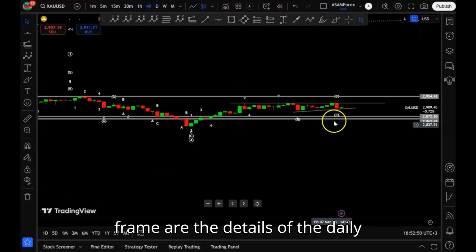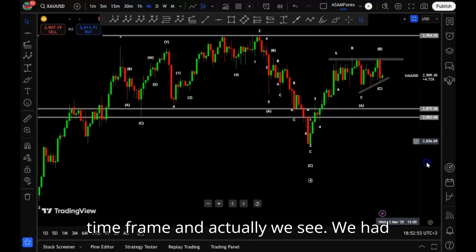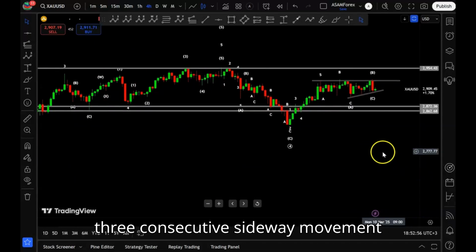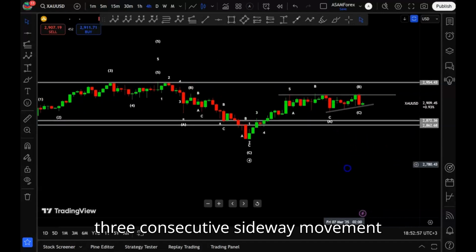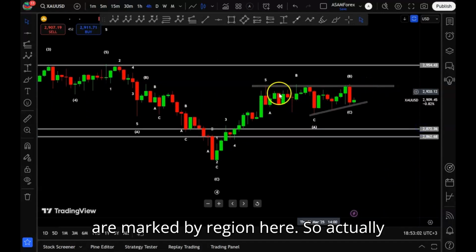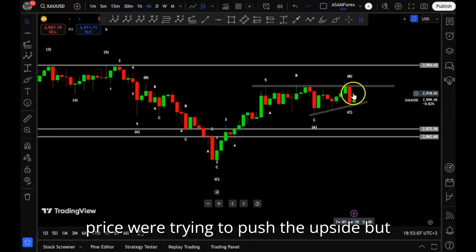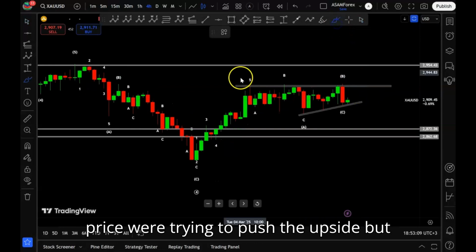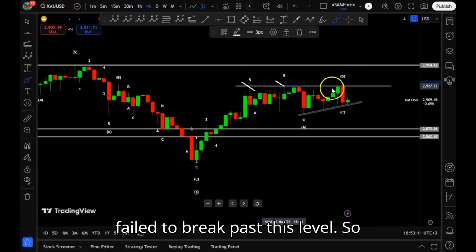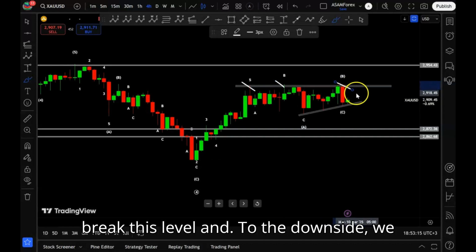In the 4-hour time frame are the details of the daily time frame, and actually we see we had 3 consecutive sideways movements in the daily time frame. Those are marked by the region here. These are the sideways movements. Price was trying to push to the upside but failed to break past this level. Even during NFP, price also failed to break this level.